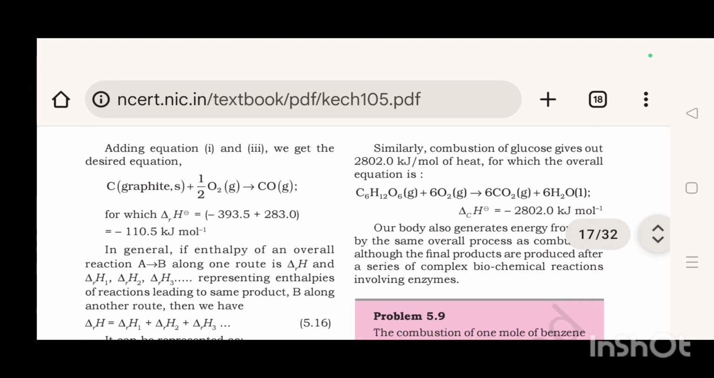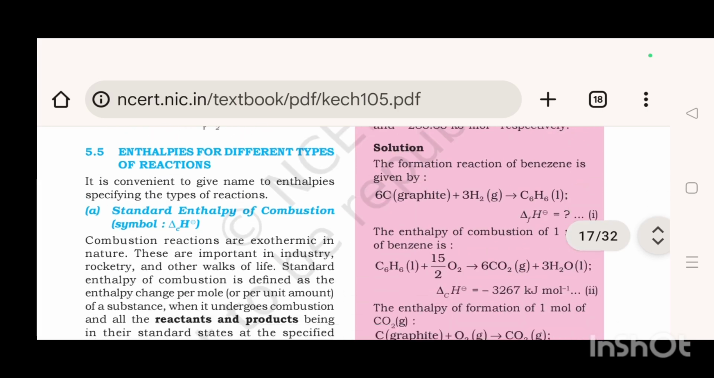Similarly, combustion of glucose gives out 2802.0 kJ per mole of heat, for which the overall equation is C6H12O6 plus 6O2 gives 6CO2 plus 6H2O. ΔcH is minus 2802.0 kJ mol⁻¹. Our body also generates energy from food by the same overall process as combustion, although the final products are produced after a series of complex biochemical reactions involving enzymes.